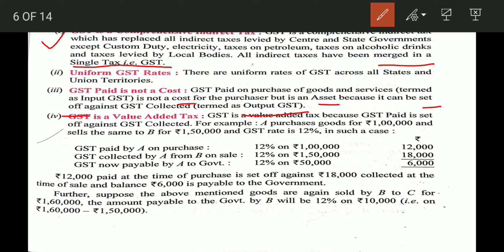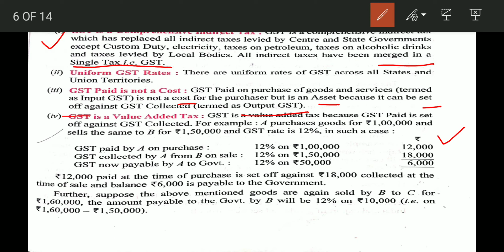GST is value added tax. GST is value added tax because GST paid is set off against GST collected. For example, A purchases goods for 1 lakh and sells the same to B for 1,50,000 and GST rate is 12%. In such case, GST paid by A on purchase, so 12% of 1 lakh is 12,000. GST collected by A from B on sale.